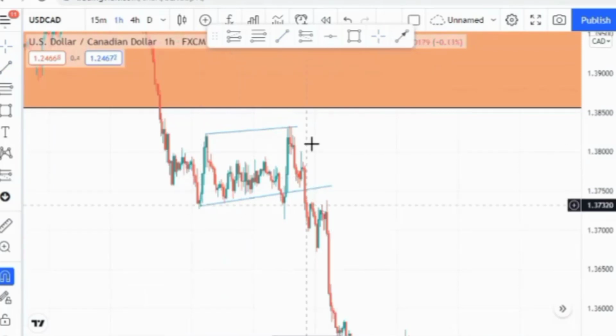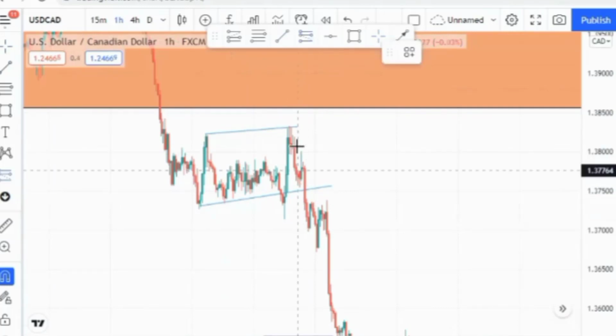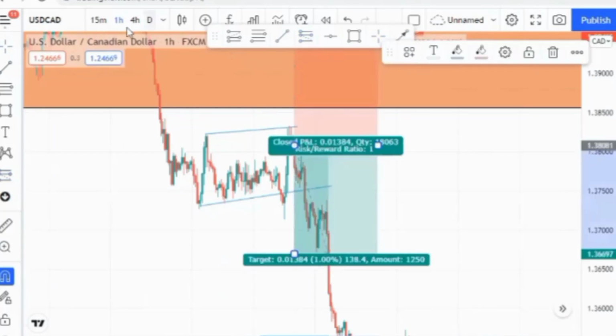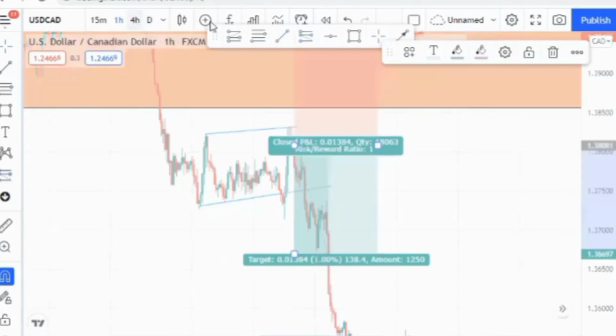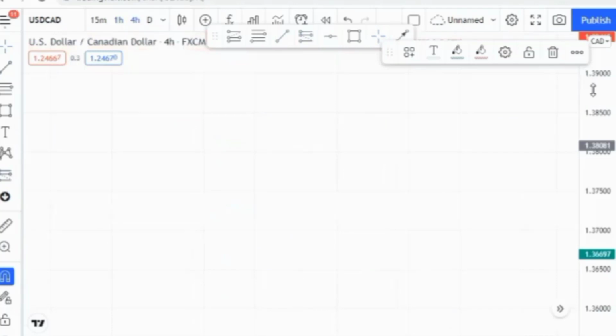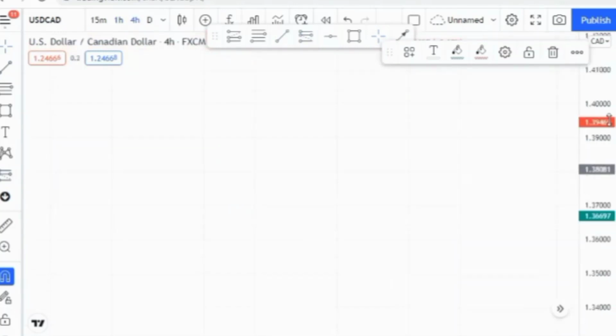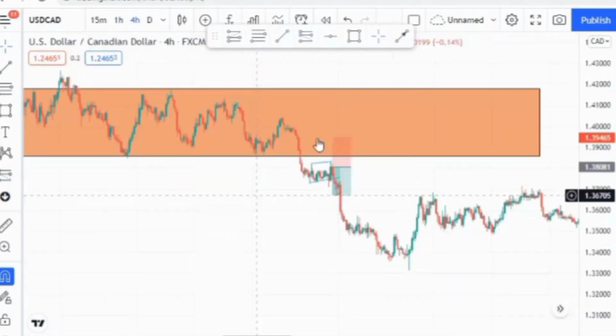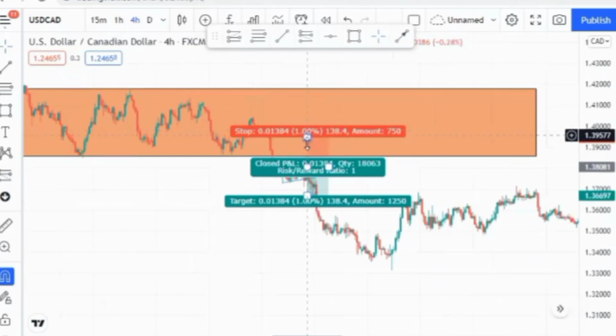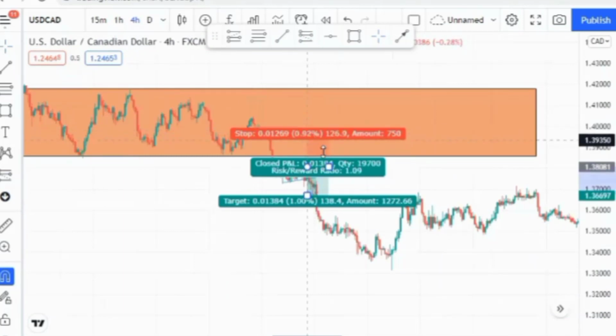So basically, I would have pictured an entry within here. On the retest here, I would have immediately popped in, seeing those candlestick rejections, hopping in there on the 1 hour. So our stop loss is just going to be at the last low.